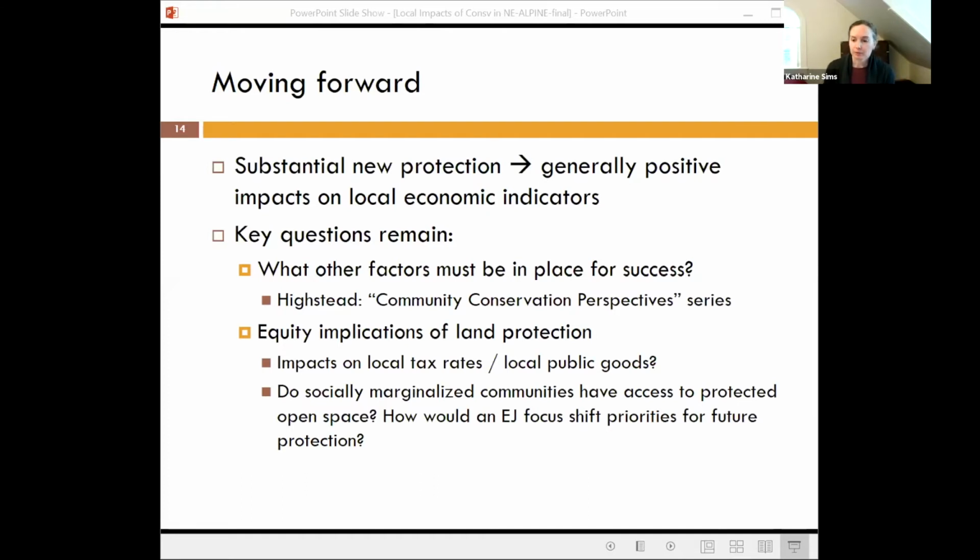And then finally, and I want to try to take the last 5 minutes or so to speak about this, we've been working more on questions about equity and access to the potential benefits from protected land. Specifically, do socially marginalized communities across the region have equal access to protected open space? And how would more of an environmental justice focus in land protection shift priorities for future land protection?